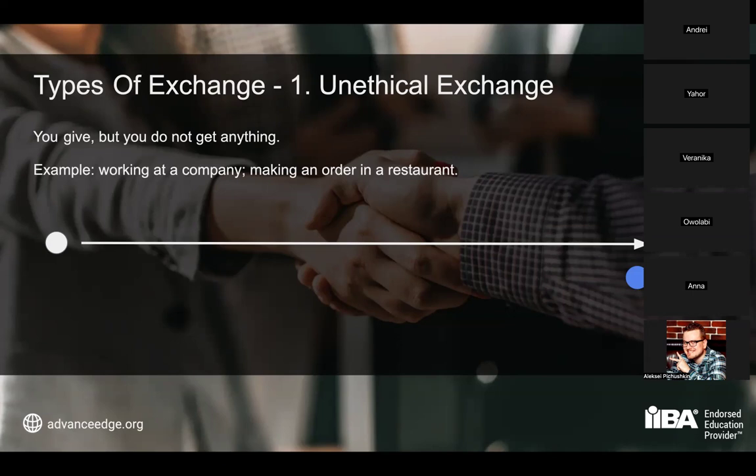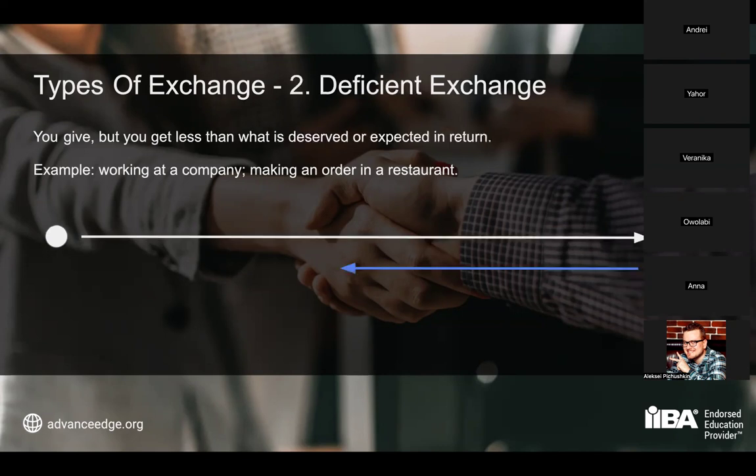And another example would be making an order in a restaurant. Assume you're making an online order from the restaurant, probably through some delivery service. You select the dishes that you want to order, you make the payment, but food never arrives, right? So you gave what you were supposed to give, but you received nothing in exchange. This is unethical exchange. The second type of exchange is deficient exchange. This is when you give as much as you ought to give, but you do not receive in turn as much as you were supposed to receive, right?